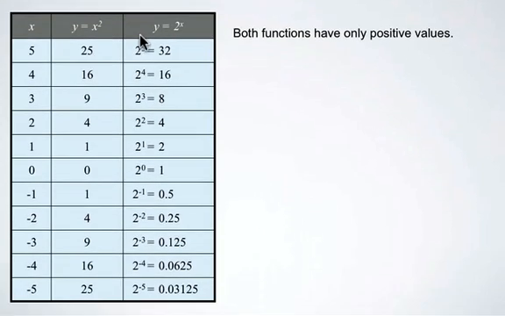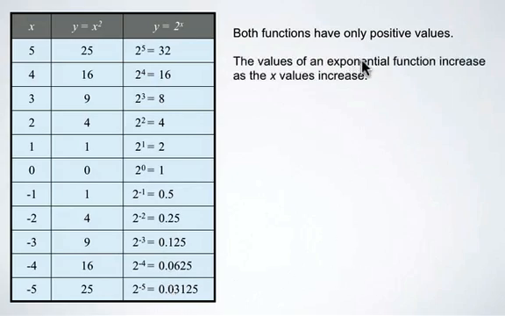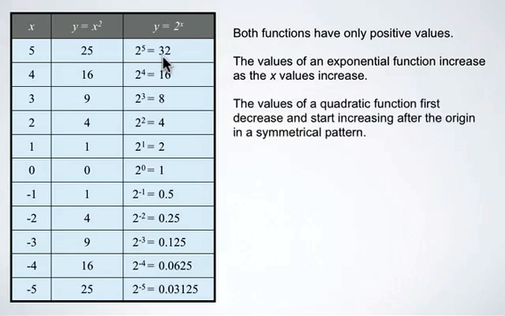Notice that both of these functions only have positive values. So the y values are all positive. The values of the exponential function increase as the x values increase. So here's the smallest value, and as it gets larger, from -5 to 5, so too does y. Y gets much bigger. The values of the quadratic function first decrease and start increasing after the origin in a symmetrical pattern. So it decreases from 25 down to 0 and then climbs back up again.